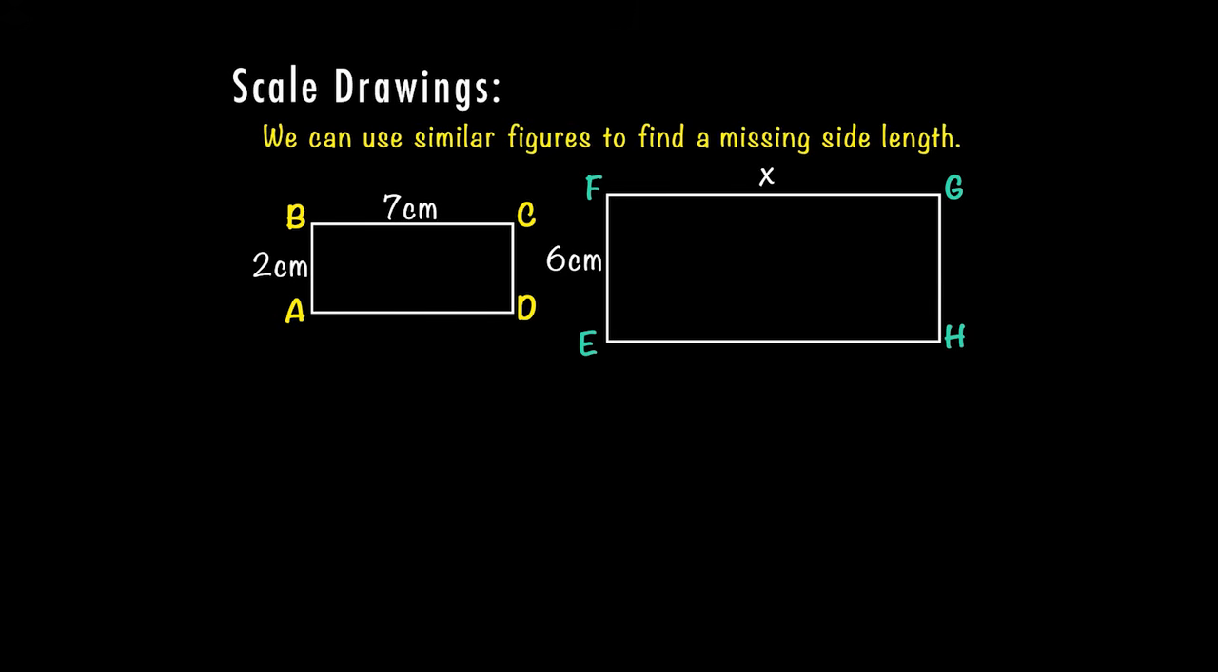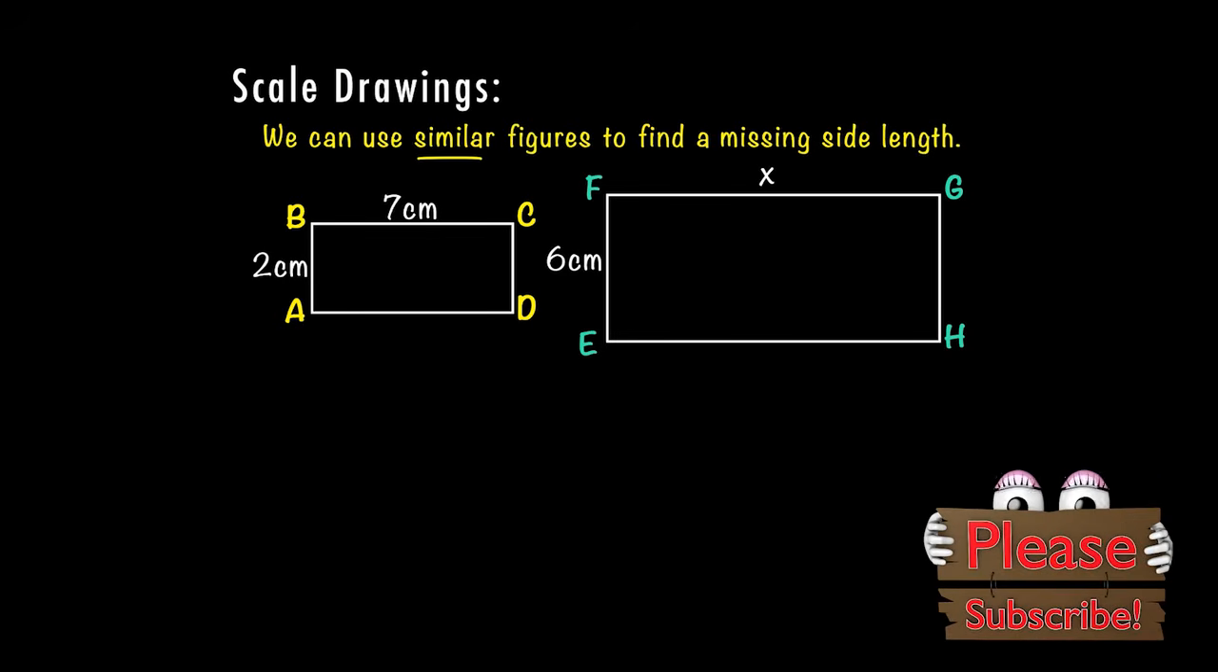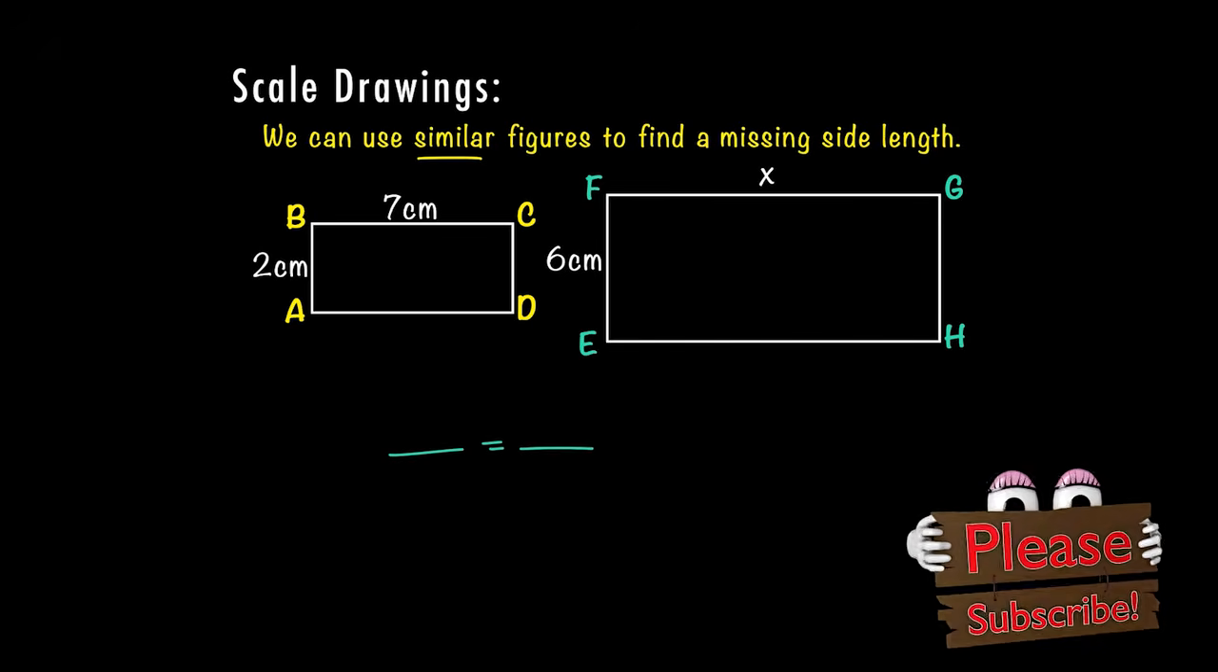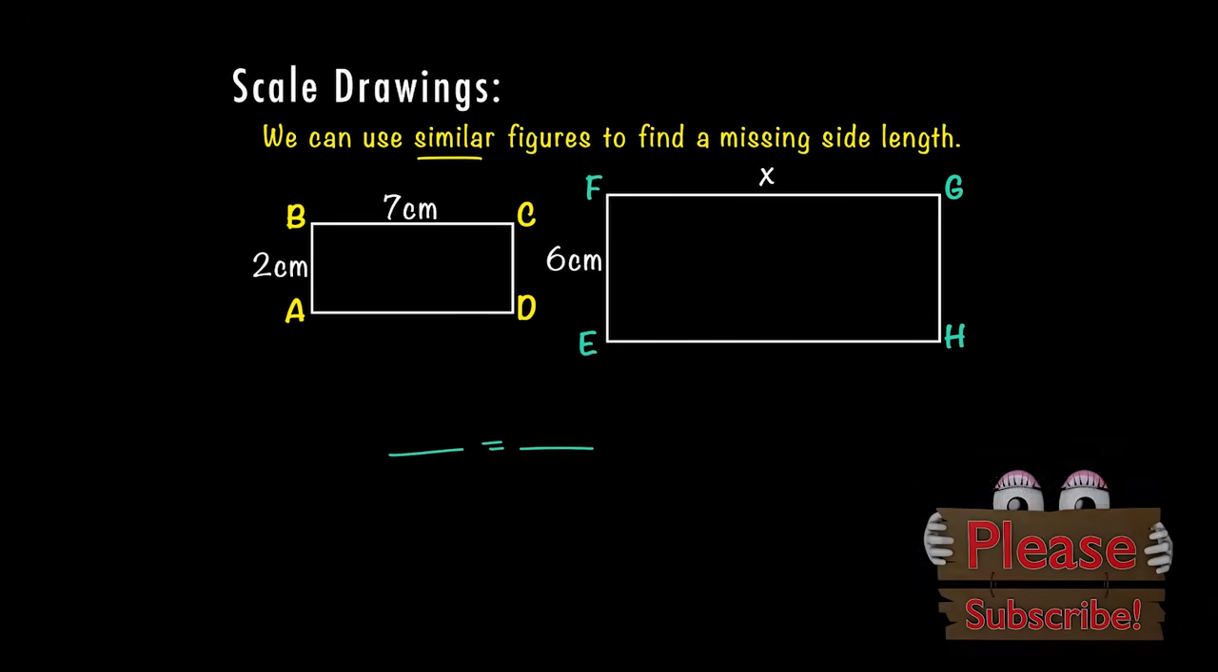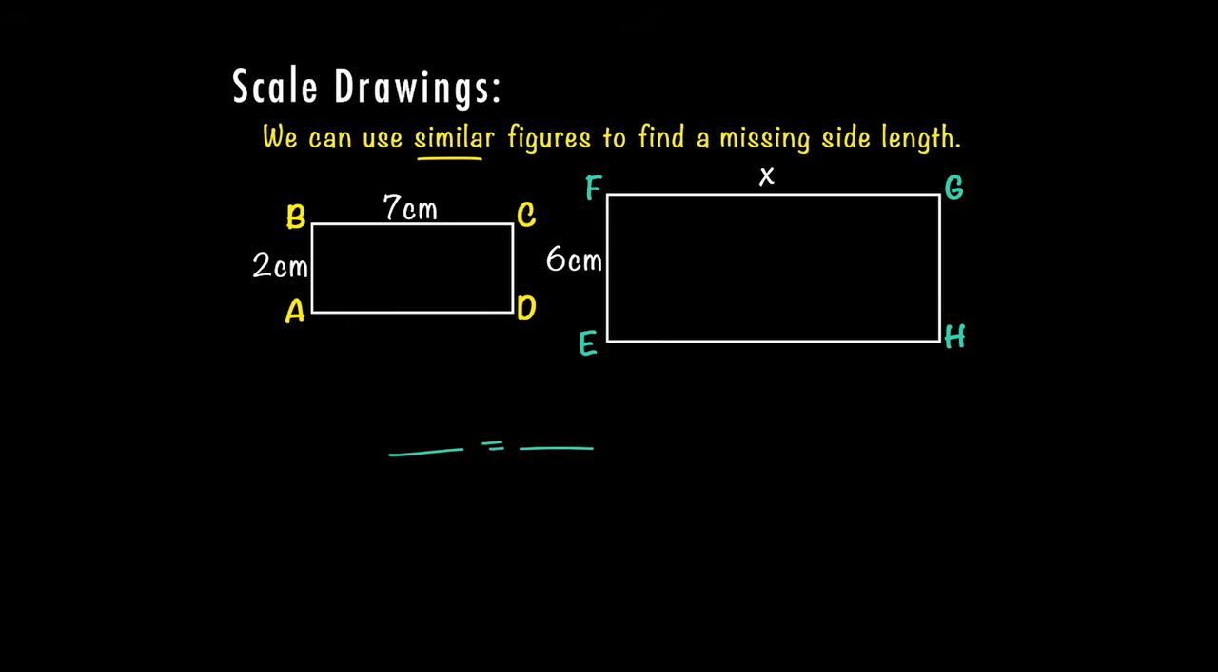In this example, we have two rectangles. One is a 2 by 7 and the other one is 6 by an unknown length. We are going to use the fact that these are similar figures in order to find that missing side length. We want to set up a proportion. A proportion is just two equal ratios. And these need to be proportional as far as the side lengths that go together.